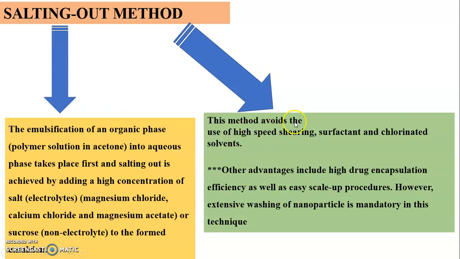Now this method avoids the use of high speed shearing, surfactant and chlorinated solvents. In the presence of this salt only, the precipitation or the salting out takes place. Other advantages include high drug encapsulation efficiency as well as easy scale up procedures. However, extensive washing of the nanoparticles is mandatory in this technique because there is a possibility of retaining these salts that we have mentioned, that is magnesium chloride, calcium chloride or magnesium acetate, onto the surface of these nanoparticles.